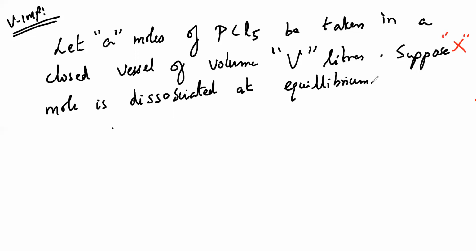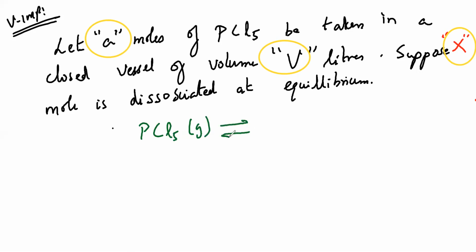So this is going to come for your entrance or board. Anything, this will come. I'm going to circle which is important here: A, V and X. These are important for us. And they will give you the reaction also in this. PCl5, that is gaseous, equilibrium sign, PCl3 again gaseous, plus chlorine is gaseous.